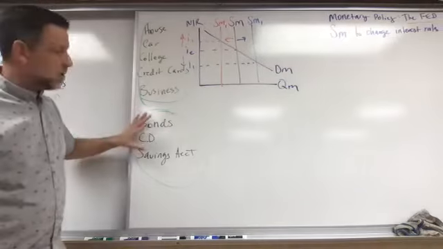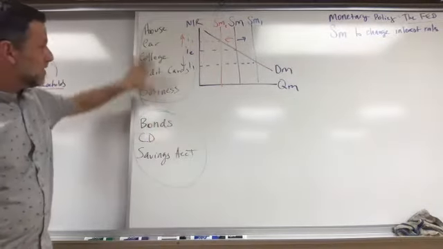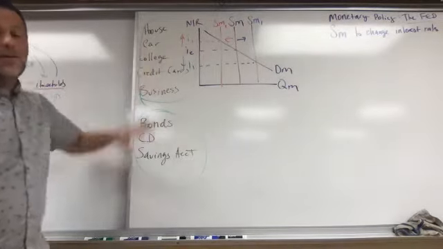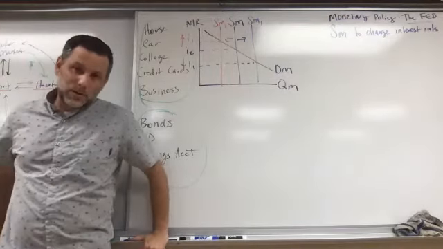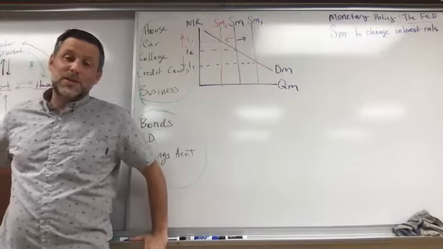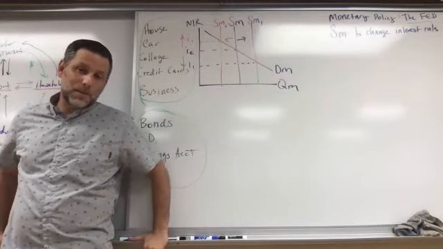So if we lower interest rates, these things are less attractive and these things become more attractive. We get more aggregate demand. More aggregate demand means more real GDP. So we can close a recessionary gap and get to full employment.